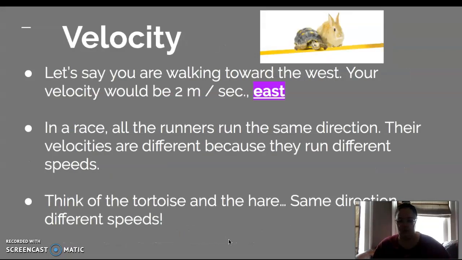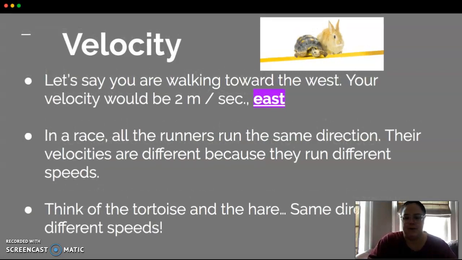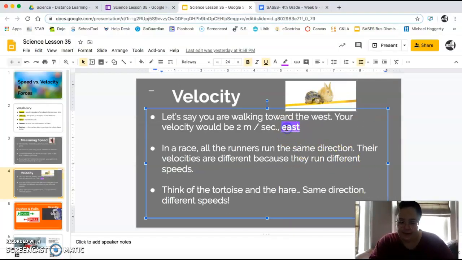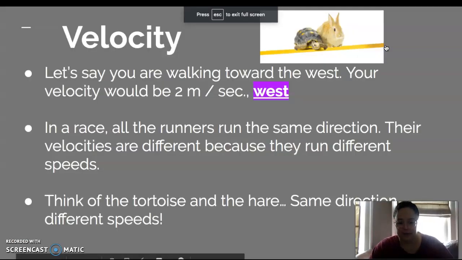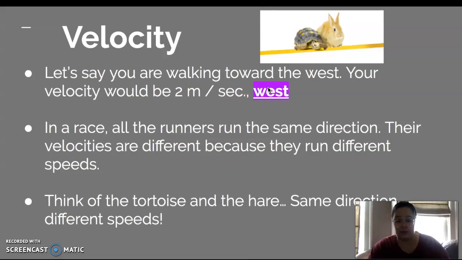All right, so velocity is very similar to speed, except that we're going to say which direction we are going in. So let's say you are walking towards the west. To add on to our previous example, velocity, all we would do is add, oops, I wrote west here and east here. You get the point. Either way, let me change it quick. All you're doing is adding the direction that you're traveling in. So this is all the same as speed. This is what makes it different, the direction you're going in.